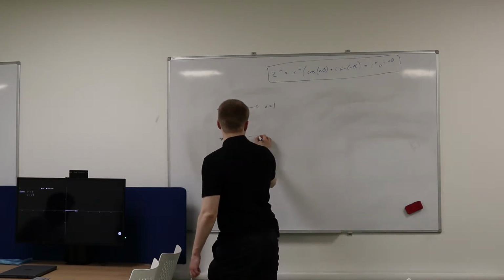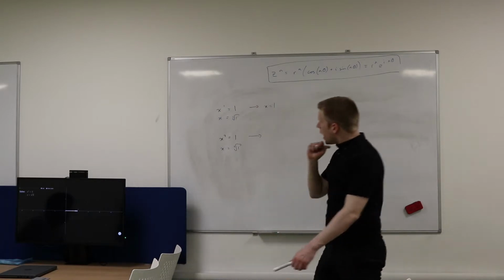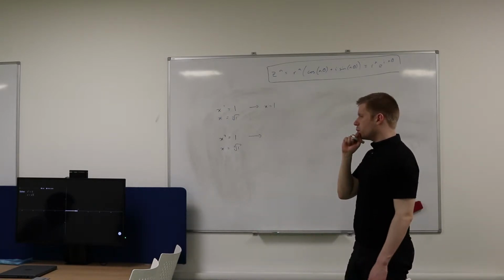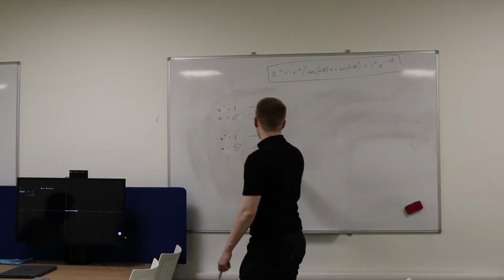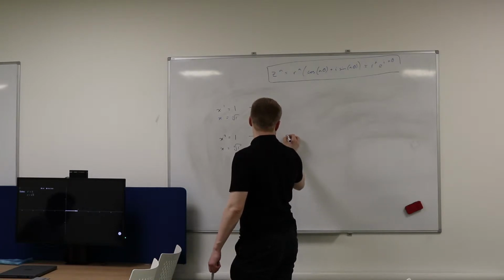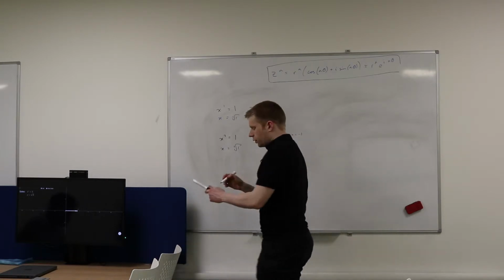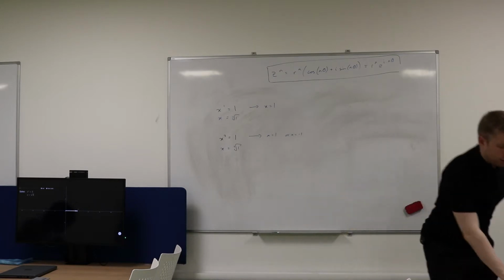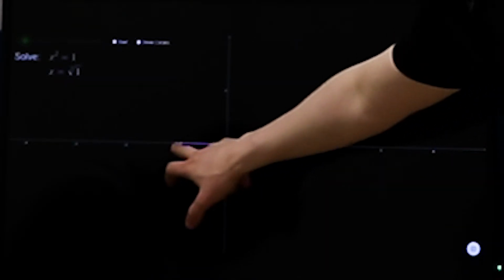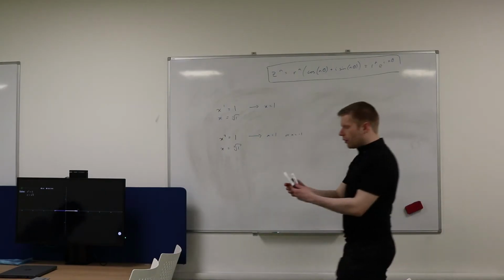Right, so what are the solutions? There's 2 solutions to x squared equals 1. Plus minus 1, exactly. So you get x equals 1 or x equals negative 1 as well. So if we plot that on the complex plane, so we raise it to the power of 2 now, that's what we get. There's a solution over here, but there's also a solution over here in the exact opposite direction.